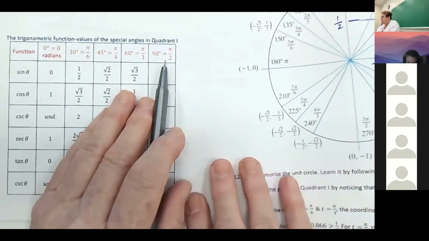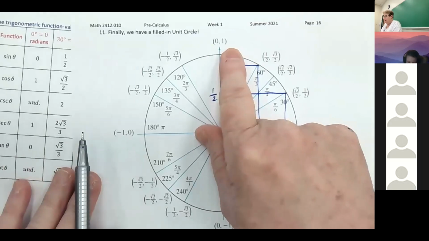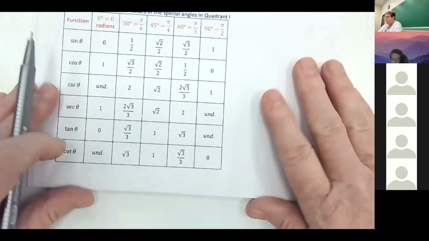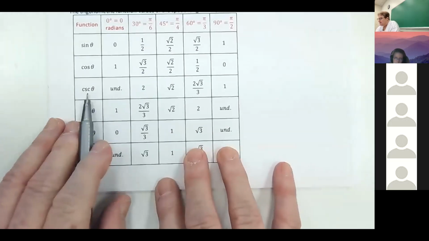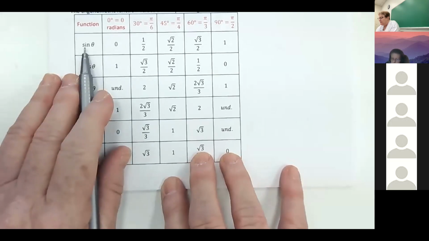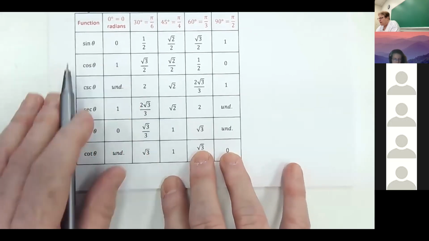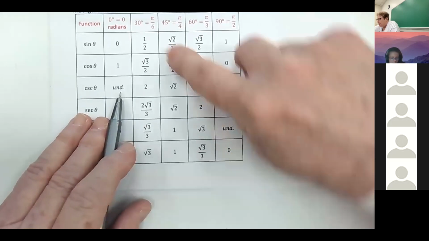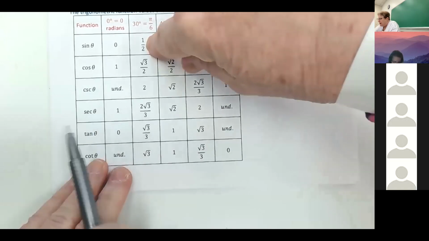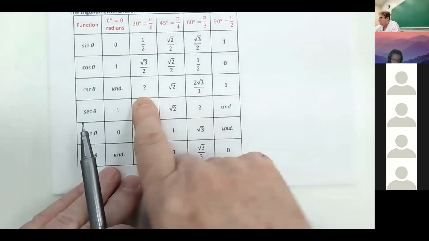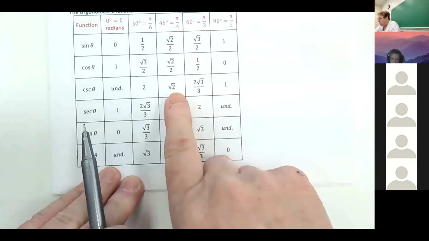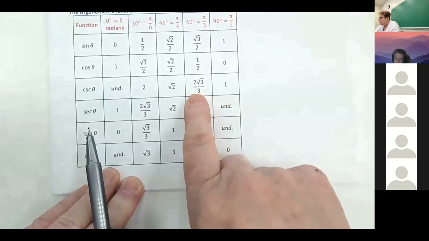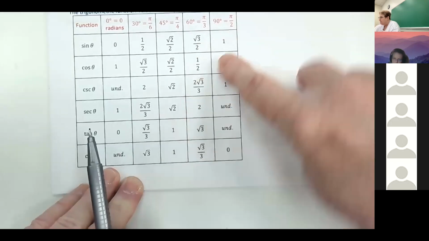And at 90 degrees, we're up at this point, 0, 1. So now the sine is 1 and the cosine is 0. Since the cosecant is the reciprocal of sine, and sine is 0, the cosecant of 0 is undefined. The reciprocal of 1/2 is 2. The reciprocal of square root of 2 over 2 is square root of 2. The reciprocal of square root of 3 over 2 is 2 square root of 3 over 3. And the reciprocal of 1 is 1.